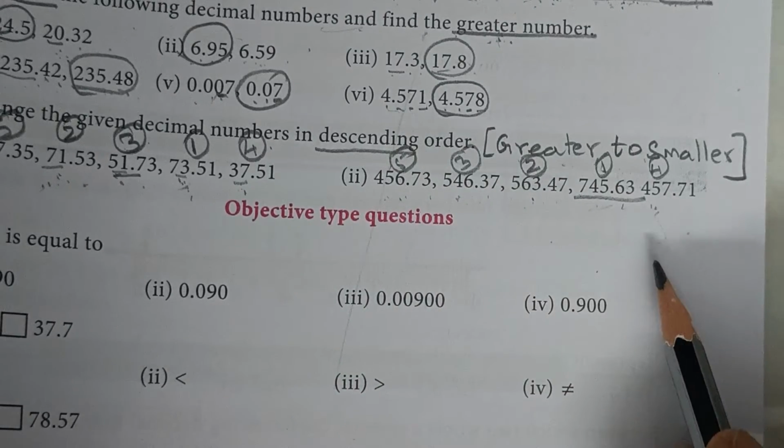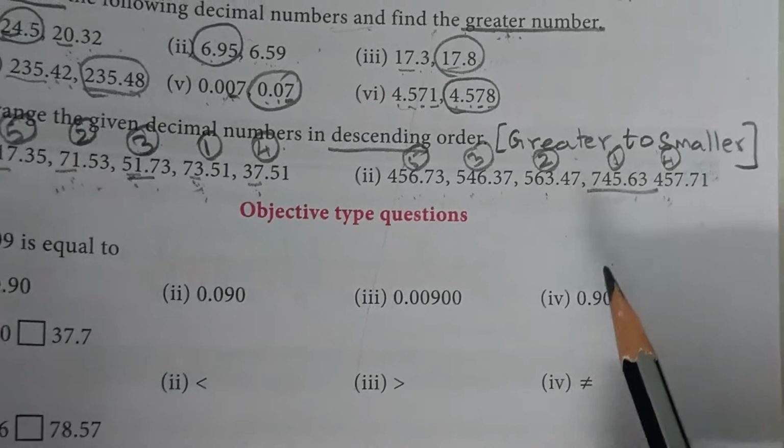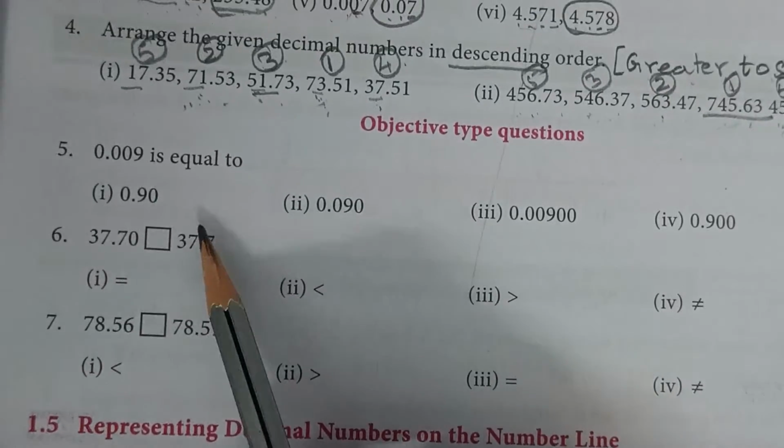Got it, children? Arrange in ascending and descending. Next, let us come to the objective type questions.